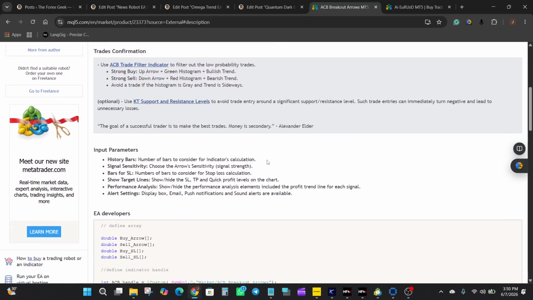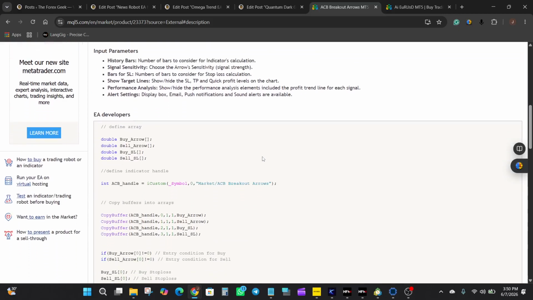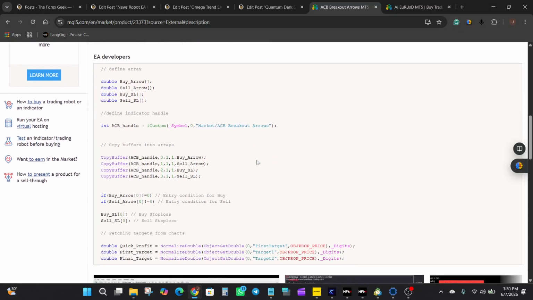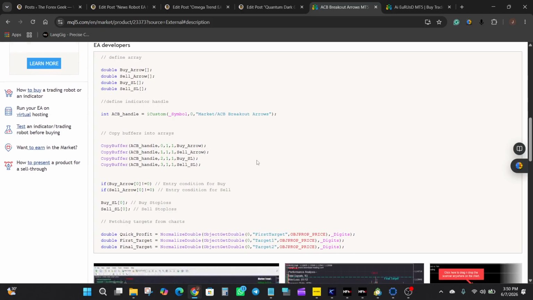Now looking through the settings section, users can adjust parameters such as signal sensitivity, stop loss calculation bars, display options for target levels, performance analysis, visibility, and various alert methods, including pop-ups, email notifications, push notifications, and sound alerts. These customization options allow traders to adapt the indicator's presence and signal behavior to their own preferences. Now moving into the historical analysis side of the review, when evaluating any breakout based indicator, it's useful to review a broad sample of chart history across different market conditions.